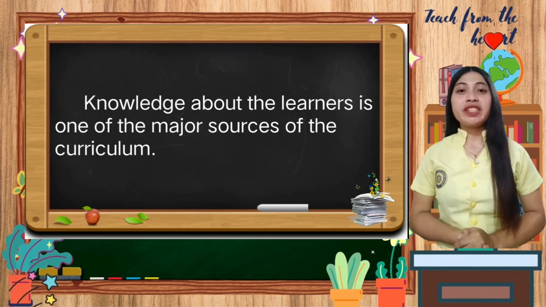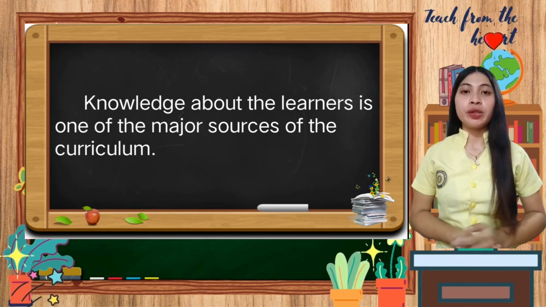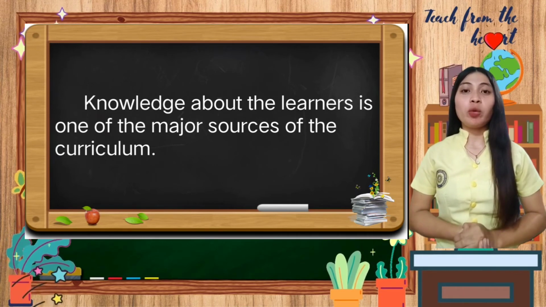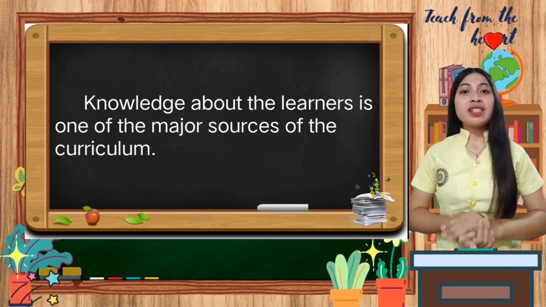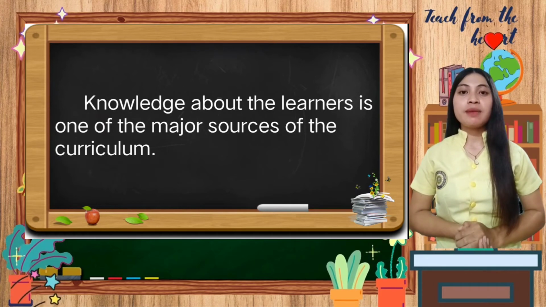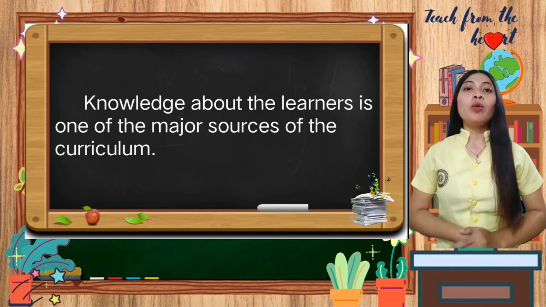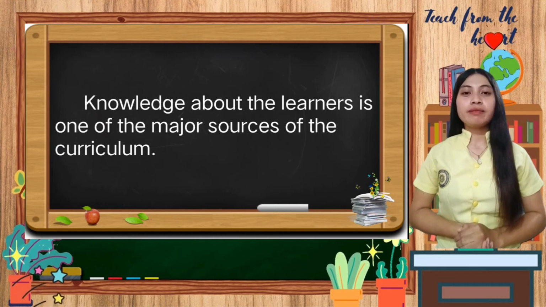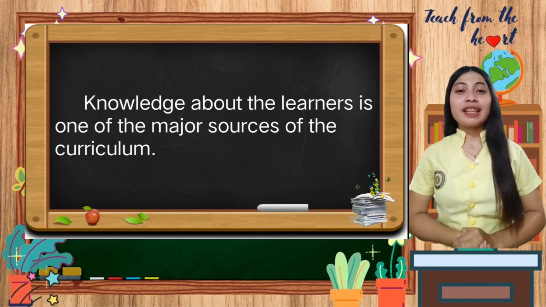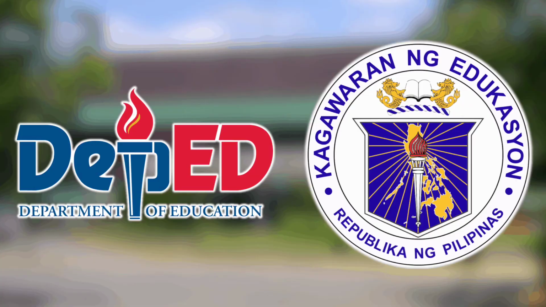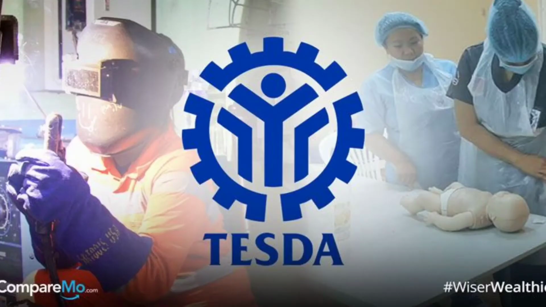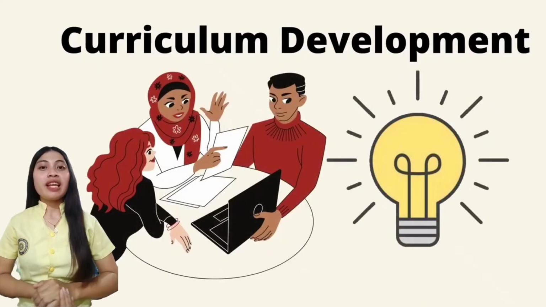Knowledge about the learners is one of the major sources of the curriculum. This source influences curriculum planning by stressing student-centered learning activities. And students are not passive objects, but active individuals who participate in their learning. Although the curriculum content is set by the Department of Education, Commission on Higher Education, or the Technical Education Skills Development Authority, educators and curriculum developers should also align the curriculum to the needs and nature of the student.